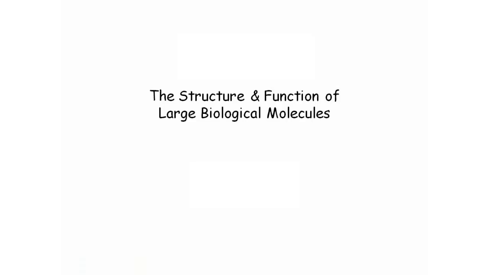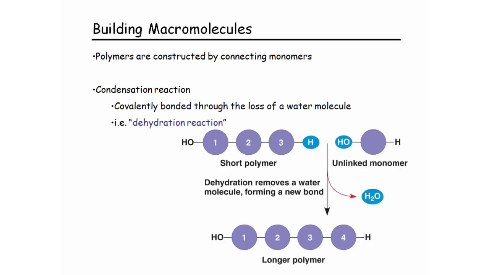It's titled The Structure and Function of Large Biological Molecules. And our focus of this chapter is going to be to look at some of the very large molecules that you do find inside a typical cell. Now, most of the molecules that we look at in this chapter will be what we call polymers. Polymers are simply large molecules that are constructed by hooking together many smaller subunits, which we call monomers.